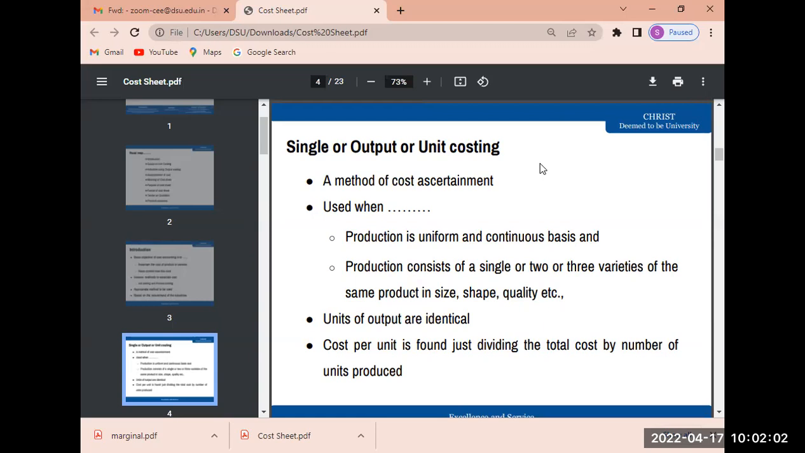What is identical? All are the same. If you keep 100 notebooks here, we can't differentiate the first notebook from the second. All are the same. If that is the case, we can apply this method of costing called output costing or single costing or unit costing. Cost per unit is found in this method by dividing the total cost by the number of units produced. I already told you.